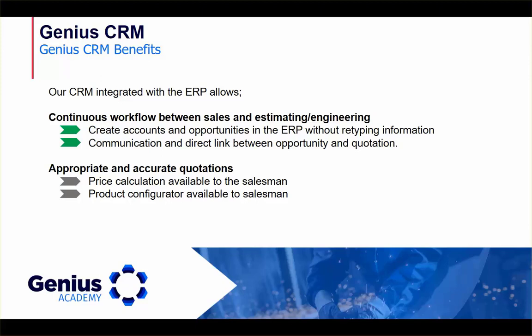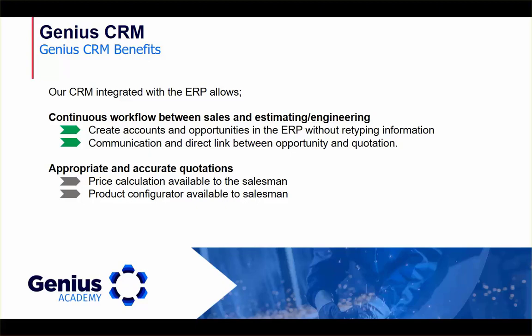So let's start with the first one, the continuous workflow between sales and estimating. First, you need to consider that Genius CRM has its own website and its own features, and Genius ERP does the same thing on its side. Where there's often a gap is when we want to share documents or information to estimators from the sales team, or from the other side when estimating wants to share pricing or information to sales. There's often a gap between those two tools. And with Genius CRM, there's a complete link between those two.